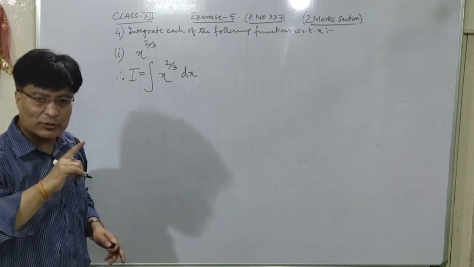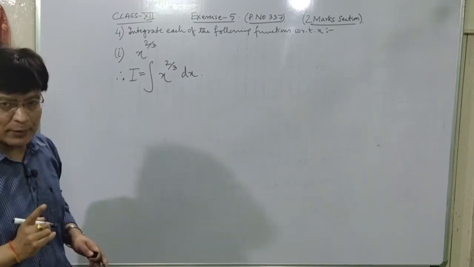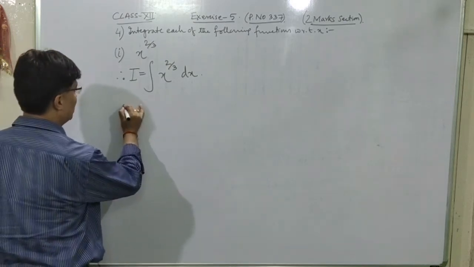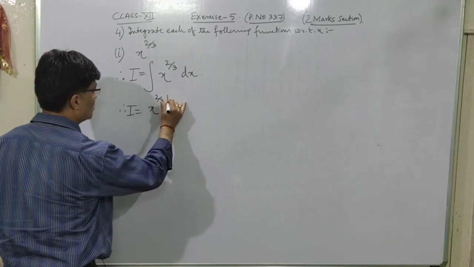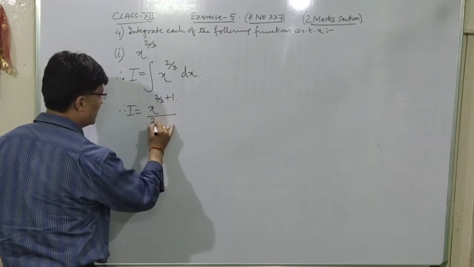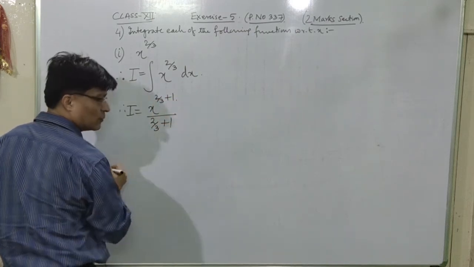You know that x to the power n plus 1 divided by n plus 1. Take it, sir? So therefore I is equal to x to the power, what is n plus 1? 2 third plus 1 divided by n plus 1, that is 2 third plus 1.